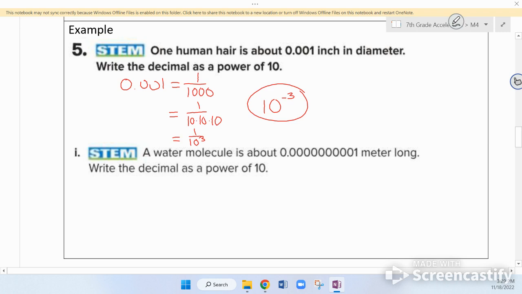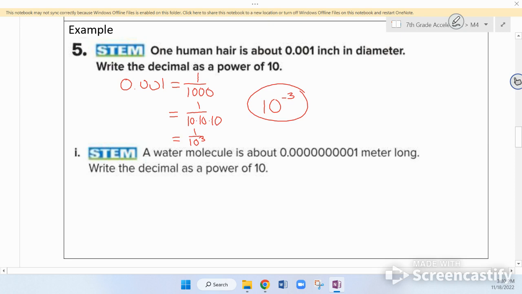Go ahead and try that example. What in the world? Holy moly, how did we get all the way down to that? Okay. Let's see. A water molecule is about whatever that is, meters long. Write the decimal as a power of 10.